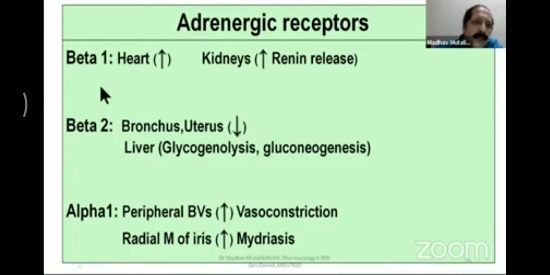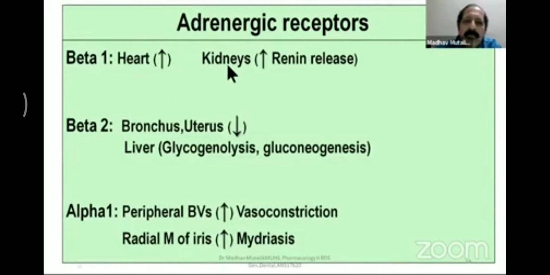And the beta receptors are beta 1 and beta 2 receptors. And wherever I'm showing an upward arrow, that upward arrow means the receptor is stimulatory. The receptor is excitatory. For example, beta 1 receptors in the heart is excitatory, means it's going to stimulate the heart. It's going to increase the force of contraction. It's going to increase the rate of contraction. It's going to increase the cardiac output.